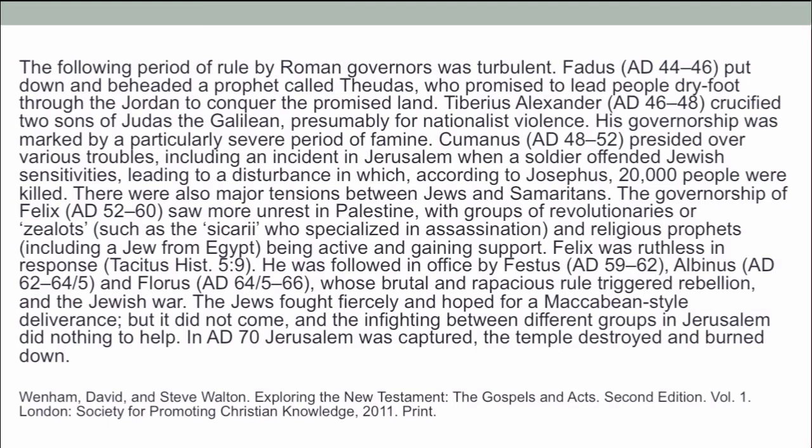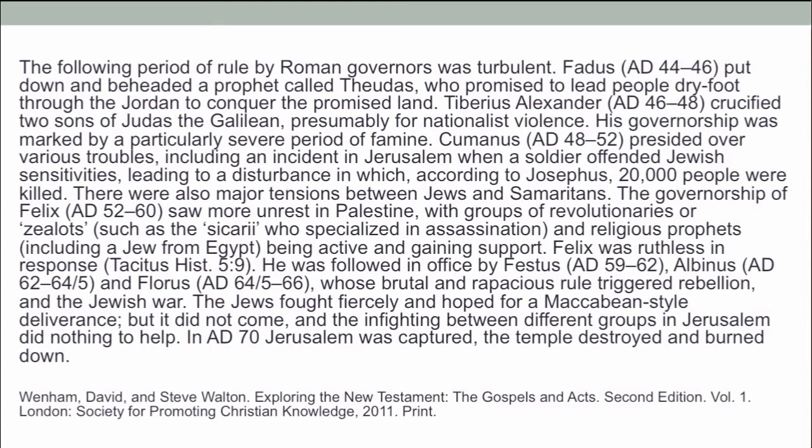His governorship was marked by a particularly severe period of famine. Cumanus presided over various troubles, including an incident in Jerusalem where a soldier offended Jewish sensitivity, leading to a disturbance in which, according to Josephus, 20,000 people were killed. There were also major tensions between Jews and Samaritans. The governorship of Felix saw more unrest in Palestine, with groups of revolutionaries, of zealots, such as the Sicarii who specialized in assassinations, and religious prophets, including a Jew from Egypt, being active and gaining support. Felix was ruthless in response.